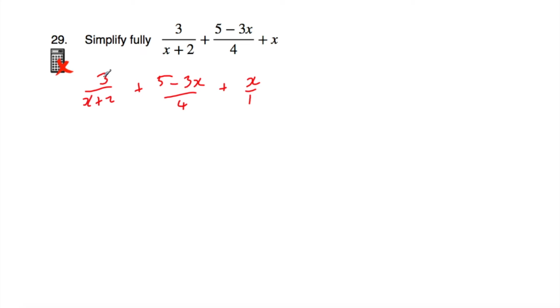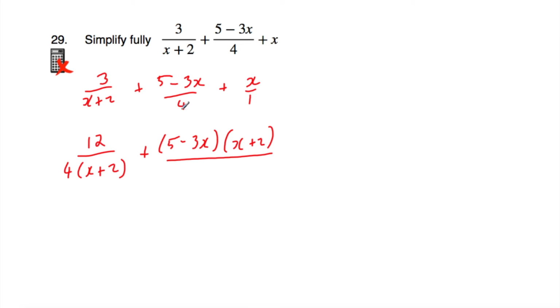So let's do that. So let's multiply both of these by 4. So that'll give us, multiplying the numerator by 4 would be 12, and multiplying the denominator by 4 would be 4 bracket x plus 2. You could write it as 4x plus 8, but I'm just going to leave it as 4 bracket x plus 2. And then plus, and now we're going to multiply both the numerator and denominator of this fraction by x plus 2. So I'm going to put this in a bracket. So 5 minus 3x, close brackets, and then brackets x plus 2, and then over, and then we've got 4 multiplied by x plus 2. So 4 bracket x plus 2. So that's multiplying both the numerator and denominator of this fraction by x plus 2.